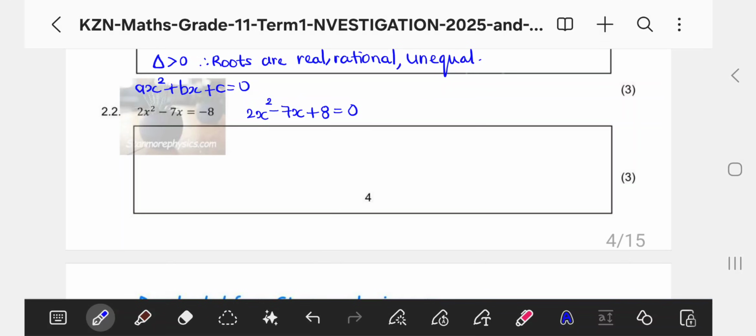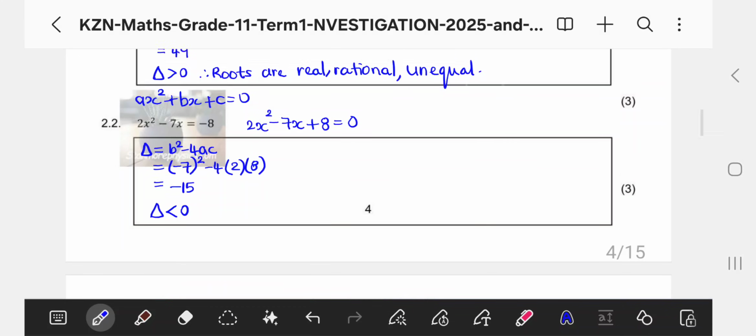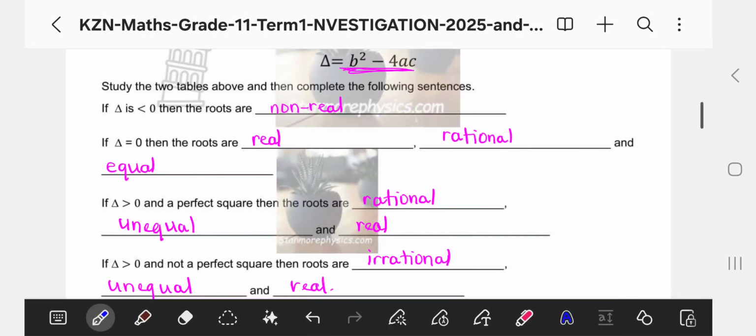Now we can clearly see that a is 2, b is negative 7, and c is positive 8. Let us calculate the discriminant. Substituting in here, we have negative 7 all squared minus 4 times a is positive 2, c is positive 8, and when you calculate this, you get negative 15. This tells you that the discriminant is less than 0. And in that case, we know that if it's less than 0, the roots are non-real.